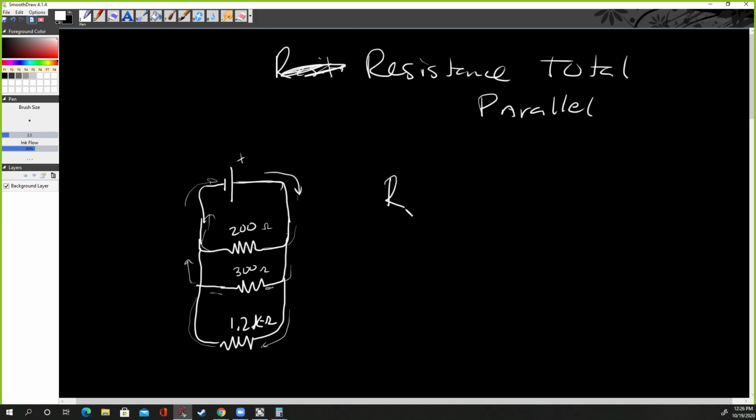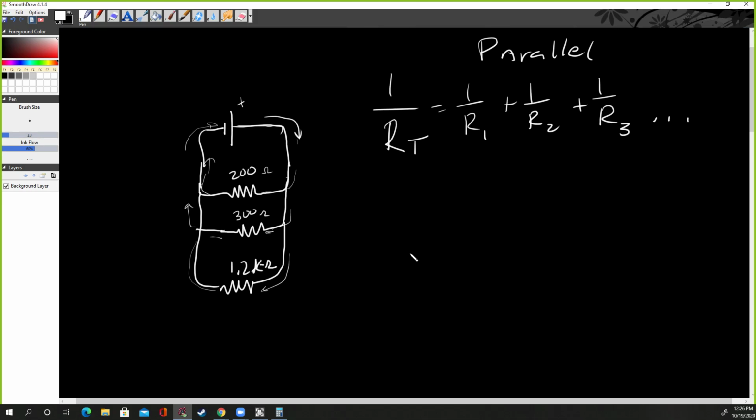The equation is a little funky, everybody. 1 over the total resistance is equal to 1 over the first resistor plus 1 over the second resistor plus 1 over the third resistor, and so on and so forth, depending on how many you have. Here I only have 3. So the math is a little crazy, but not too much. Just follow along with these steps.